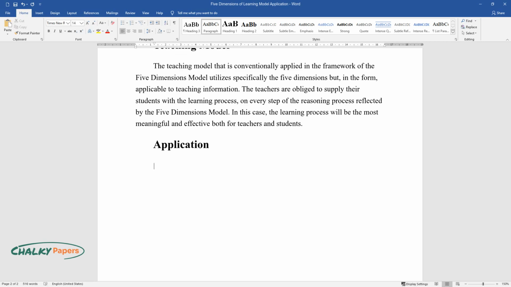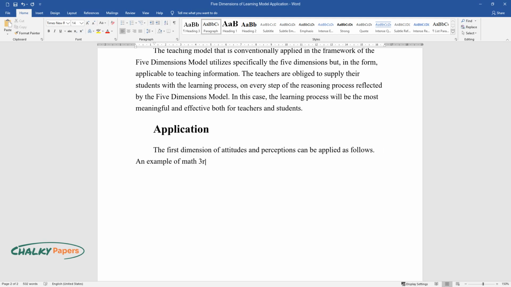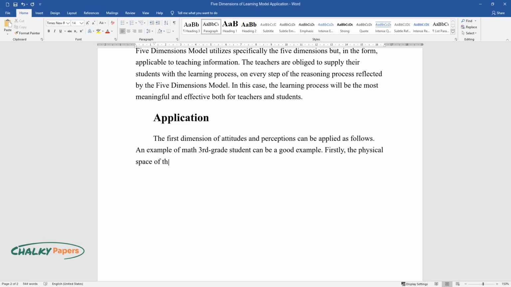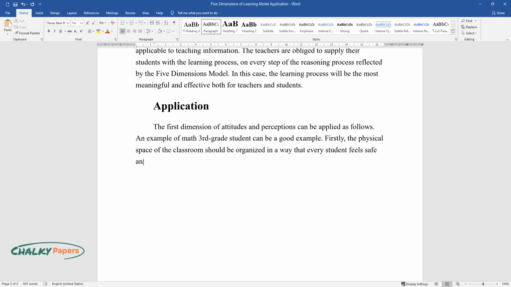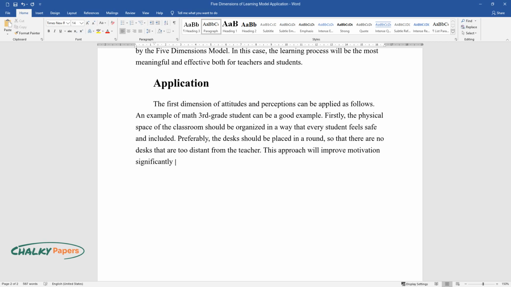Application. The first dimension of attitudes and perceptions can be applied as follows. A math 3rd grade student can be a good example. Firstly, the physical space of the classroom should be organized in a way that every student feels safe and included. Preferably, the desks should be placed in a round, so that there are no desks that are too distant from the teacher. This approach will improve motivation significantly and stimulate learning.